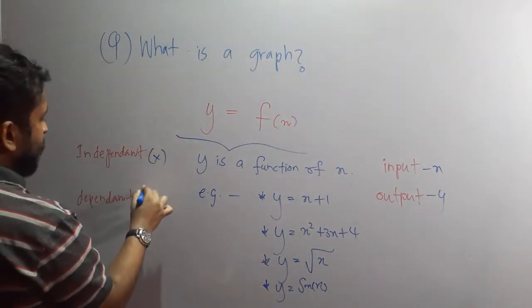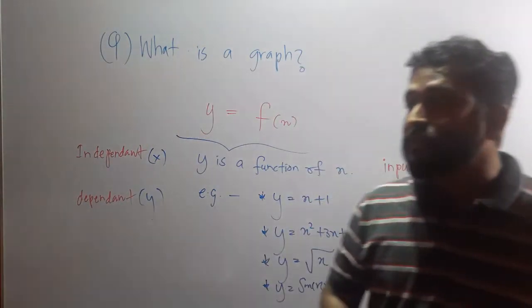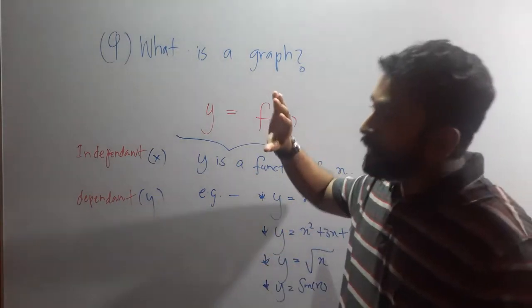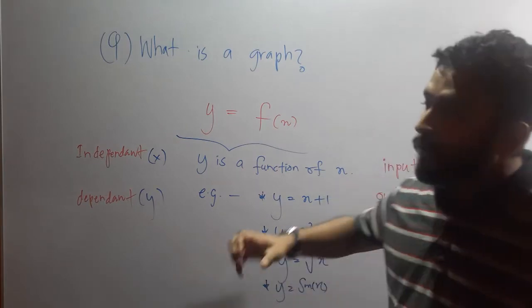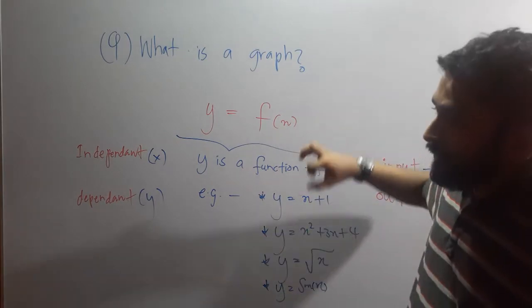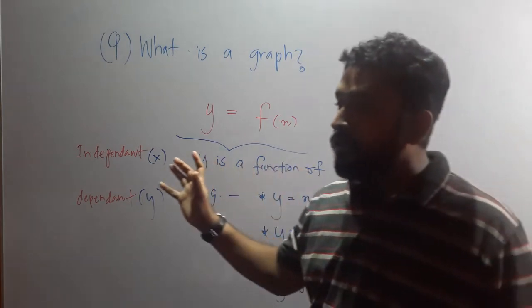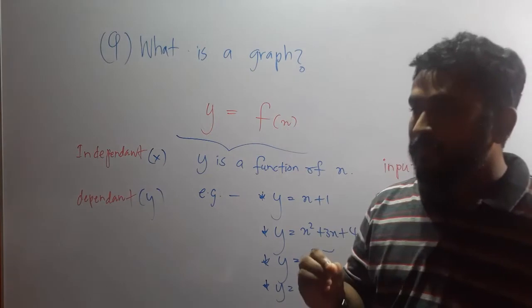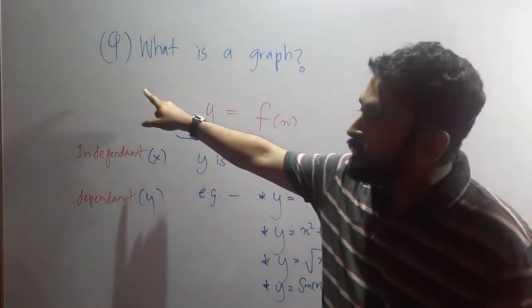X is independent and y is dependent. So that is the introduction to the graphs. What is a graph? The relationship between variables. What are those variables? What are the differences of those variables? What are the terms we indicated those variables? Likewise, still we have to discuss more. For now, that's it. And write down this question.